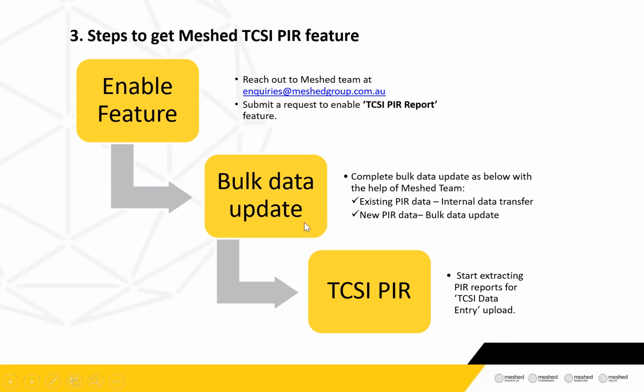For the entire bulk data update, if you have a small amount of data, you can do it manually on your own, adding those fields, because the fields have already been added in the Mesh platform. But we are also happy to assist you, because we understand there is lots of data and it's not easy to update one by one. So once these two steps are done, that is, enabling the feature as well as the bulk data update, you are all ready to use the TCSI PIR feature. So this is all about the steps you'll have to follow to get the Mesh TCSI PIR feature on your platform.